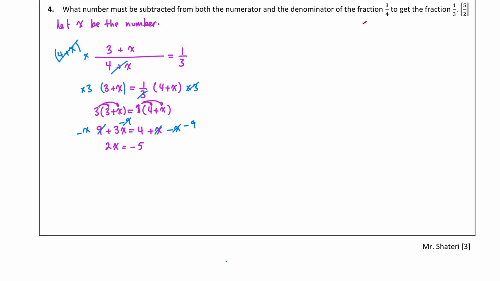So now to solve for x, the left hand side only has one term, so I can just divide by 2 to get rid of the 2. And I will end up getting x is equal to negative 5 over 2. So let's check the solution and see if it works out.